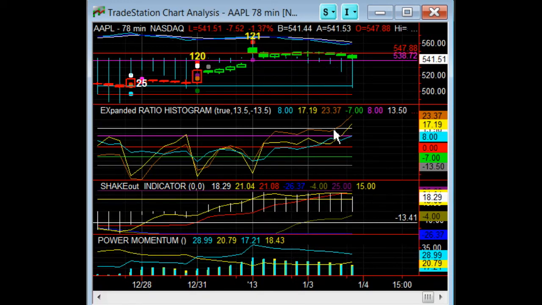And another thing to point out, what do you see right here on the 78-minute chart? Go ahead and write it out there. I want to see someone actually put it in there, because I've just spent the last 20 minutes going over it. So let me see if anyone's at the top of the class and can write down what I'm seeing on that expanded ratio histogram that makes me want to be so bullish.